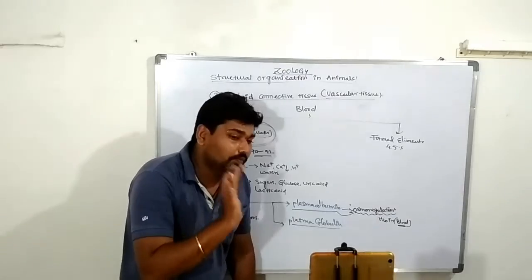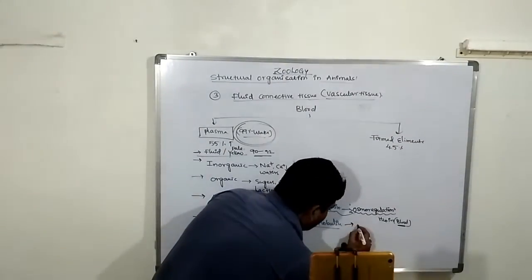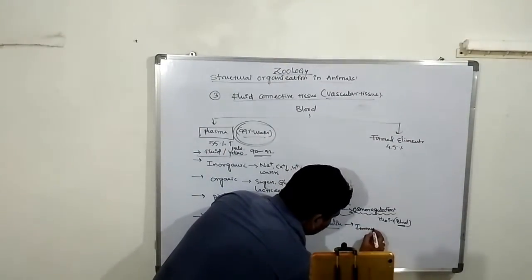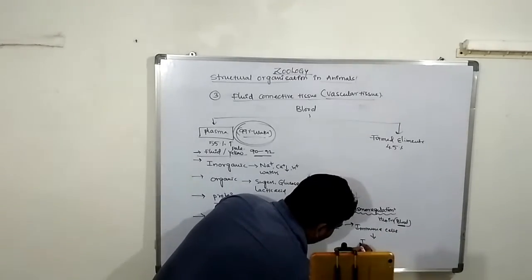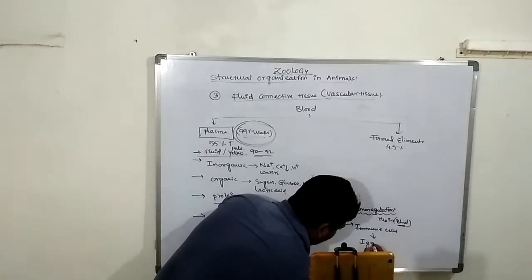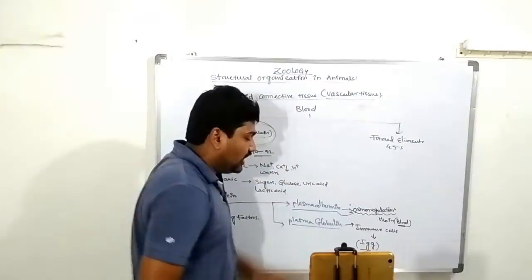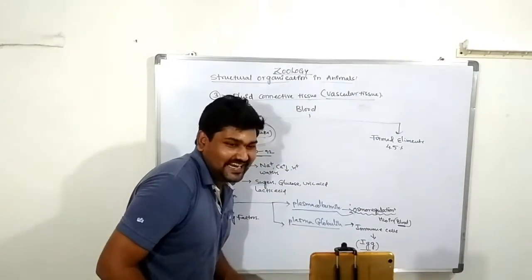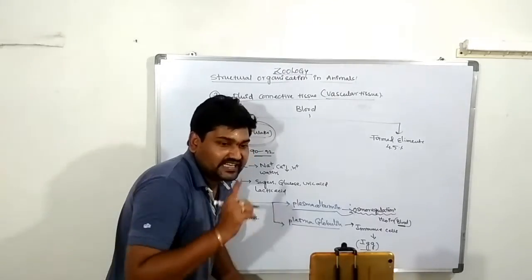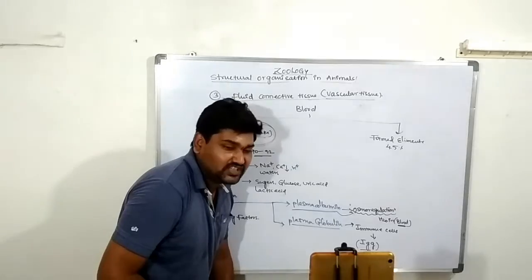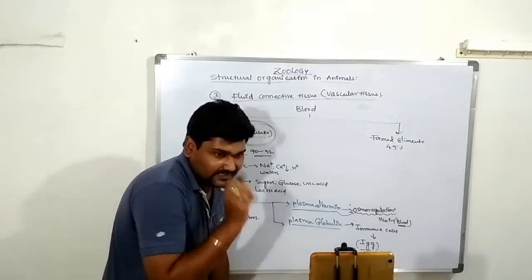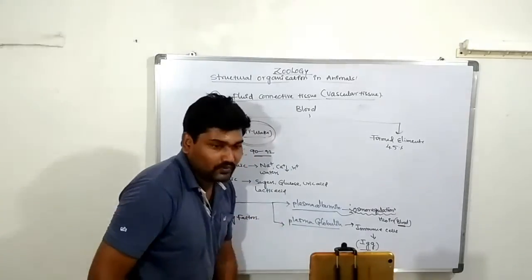It acts like immune cells. These produce IgA and IgG, that is, immunoglobulins G and immunoglobulins A. These fight against microbes, that is, they fight against antigens. So this is known as plasma globulin.